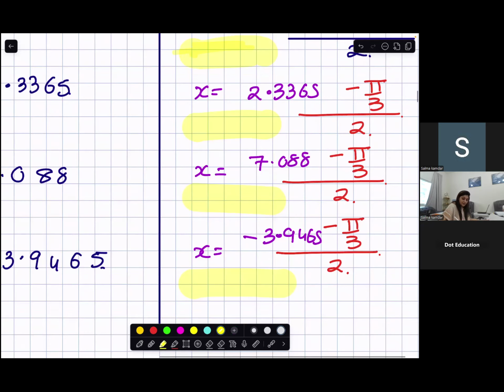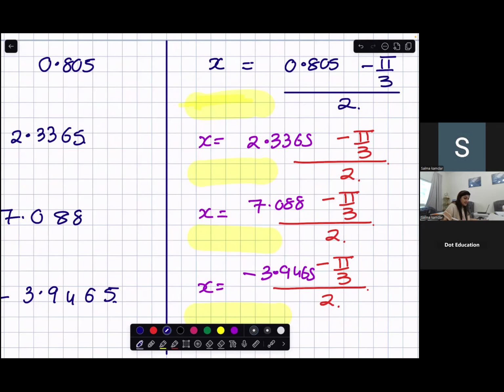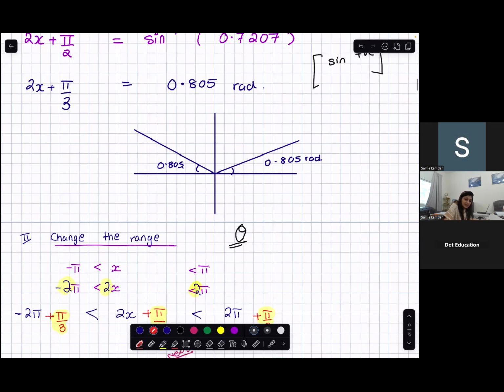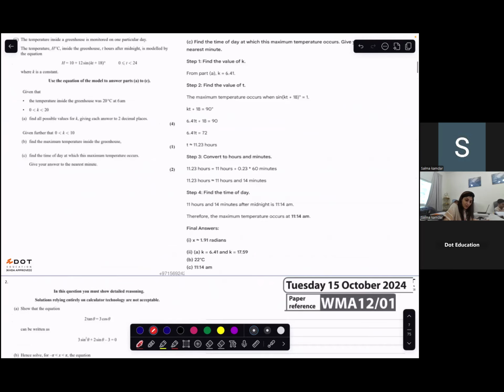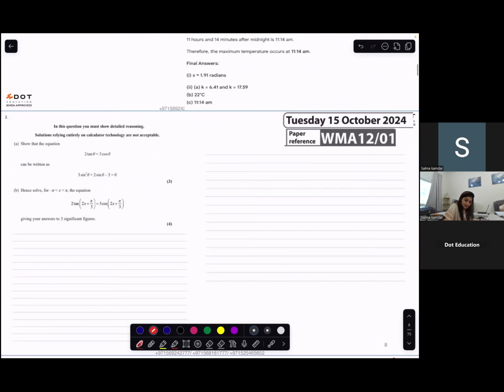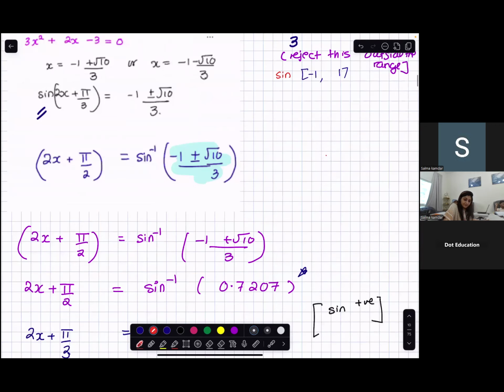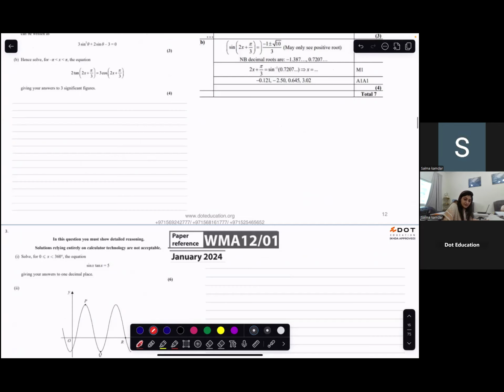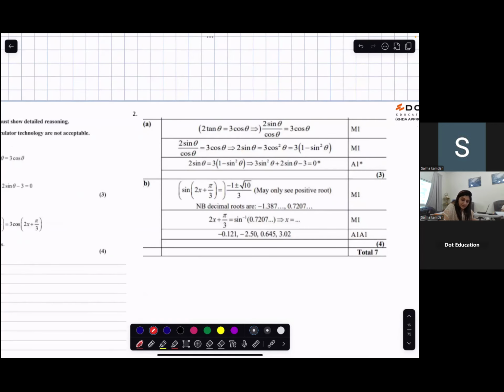When I put this on calculator, the answers that I'm going to get is minus 0.121, 0.645, 3.02, and minus 2.496. Please be mindful that you're going up to three significant figures because they want your answer in three significant figures. Okay? So this is all that we are done with the question. So these are the four values that you're getting.